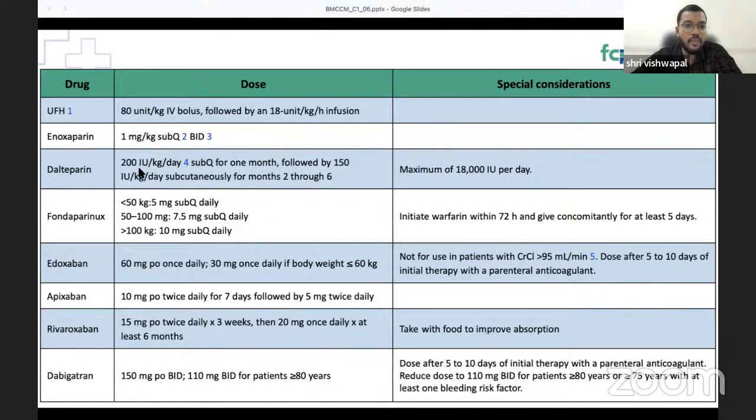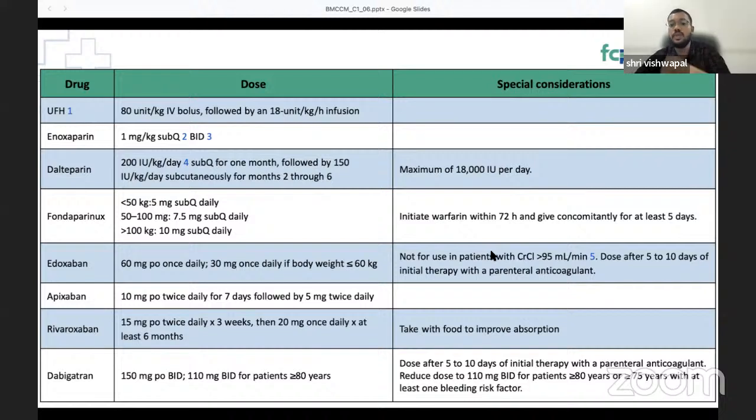Dalteparin is 200 units per kg load for 1 month, followed by 150 units per kg per day subcutaneously for 2 to 6 months, and the maximum per day can go up to 18,000 units for dalteparin. For fondaparinux, for a patient with less than 50 kg, 5 milligram OD; 50 to 100 kg, 7.5 milligram OD; and greater than 100 kg, you must go for 10 milligram OD as subcutaneous route. So initiate warfarin within 72 hours and give concomitantly for at least 5 days.